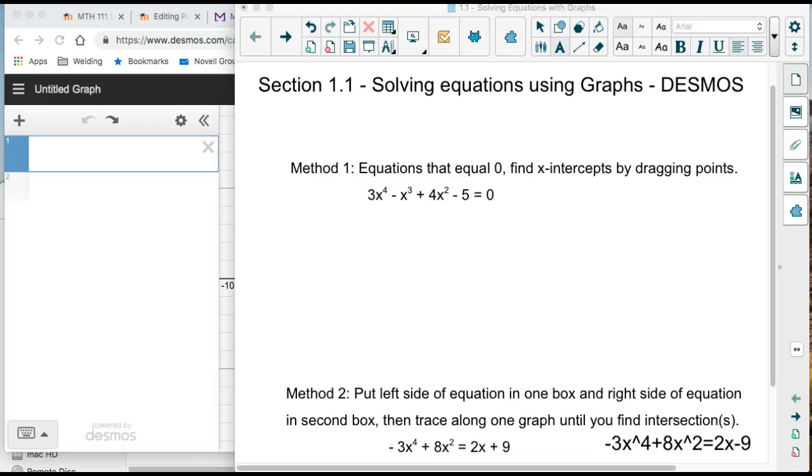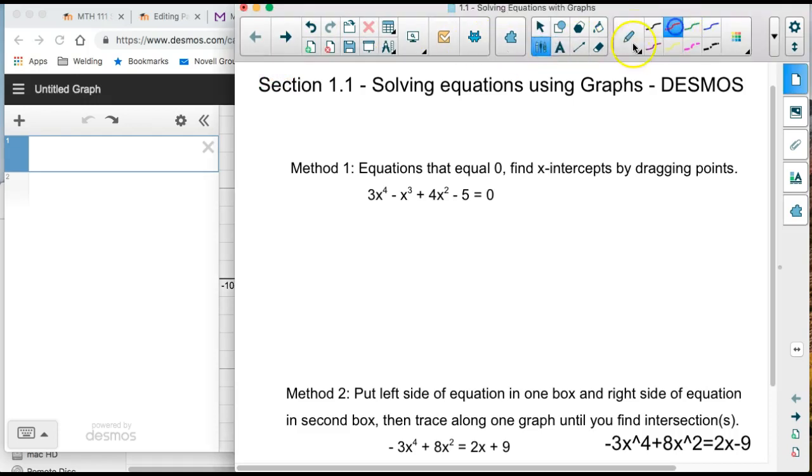Hello, and in this video we're going to be solving an equation by using a graphing method. We're going to graph in your graphing calculator found on your website. We're going to use DESMOS to solve equations by looking at graphs. So there are two different methods that we're going to use here.